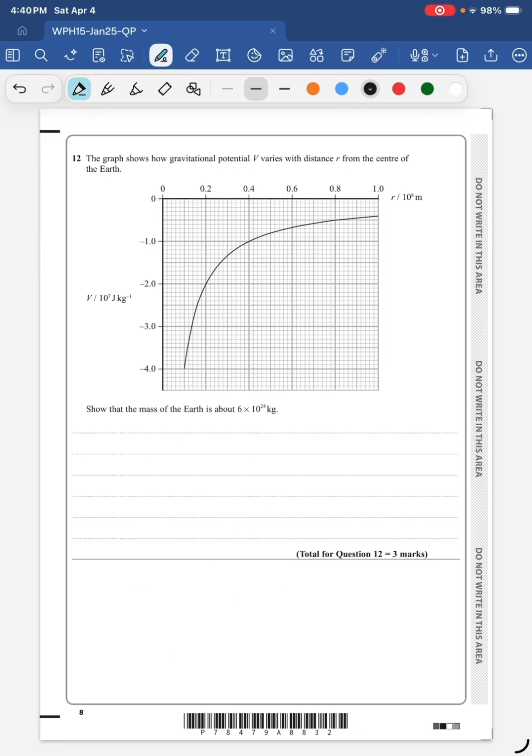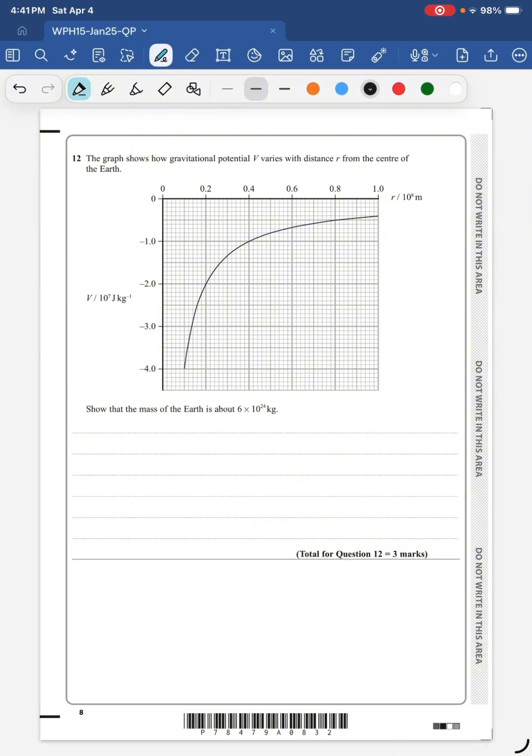Question 12. The graph shows how gravitational potential V varies with distance r from the center of the Earth. Show that the mass of the Earth is about 6 times 10 to the 24 kilograms. By the way, this is an example of what I was talking about earlier. See how when the distance increases, the gravitational potential actually increases in the sense that it becomes less negative.